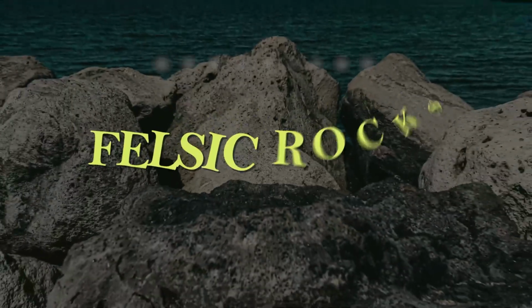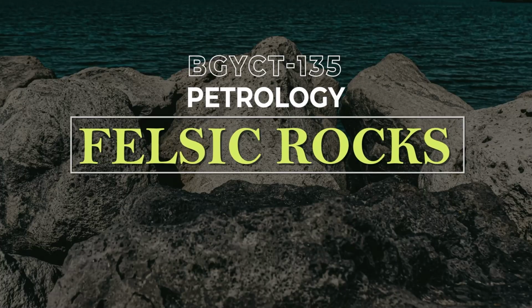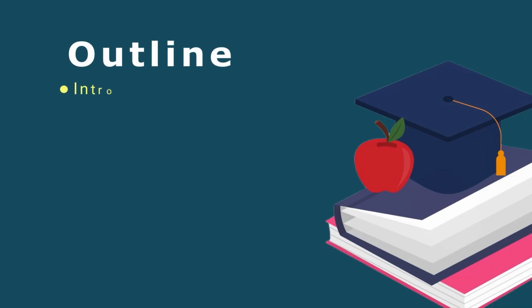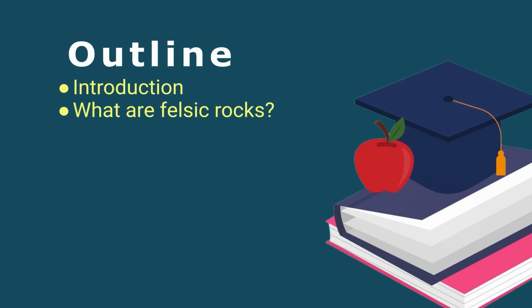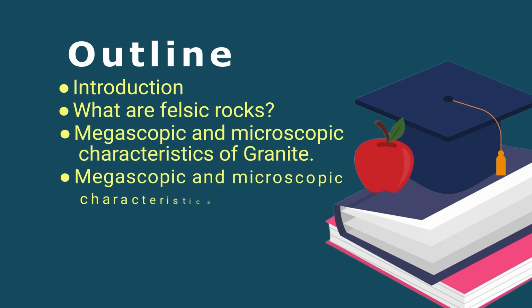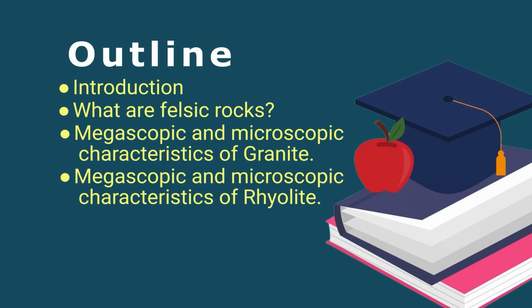Hello listeners, today we will be discussing felsic rocks. Here is the brief outline of the talk. We will have an introduction section, which will be followed by what felsic rocks are, and we will be discussing properties of two common felsic rocks, granite and rhyolite. Their megascopic and microscopic characteristics will be detailed, and this will be followed by a summary.